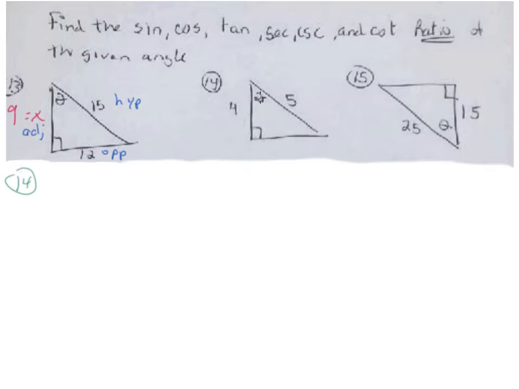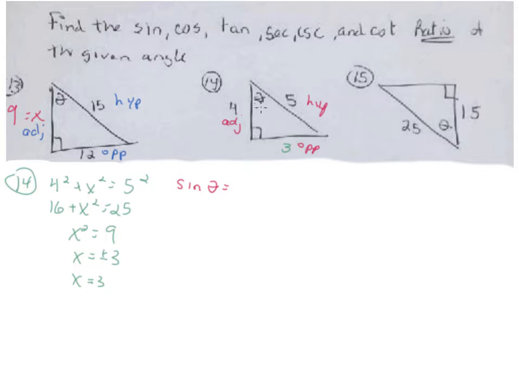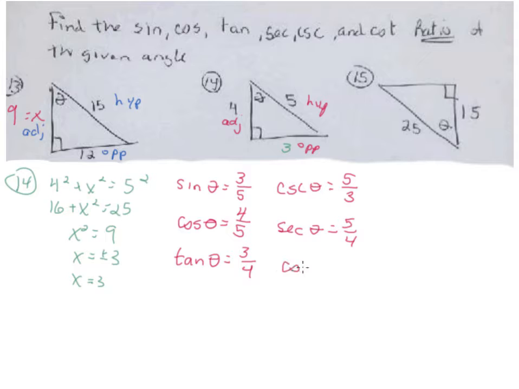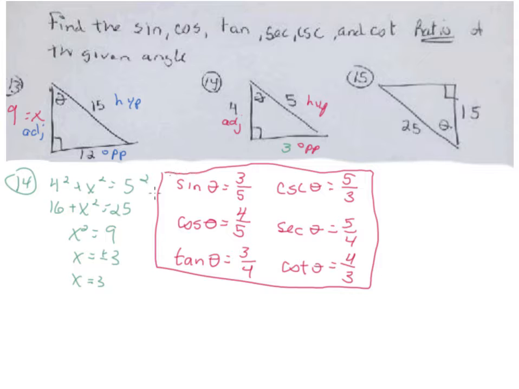I'm going to skip number 13 and go straight to number 14. Anytime you're asked to solve for all 6 trig functions, you need to find all 3 sides. So I'm going to use the Pythagorean theorem to find the missing side. In this case, my opposite side is 3. Label which side is the opposite, the adjacent, and which is the hypotenuse, looking at the angle theta. Then we're going to find sine of theta, which in this case is 3 over 5. Cosine of theta, adjacent over hypotenuse. Tangent theta, opposite over adjacent. The cosecant of theta is the inverse of sine, so I flip it over. The secant of theta is the inverse of cosine, and the cotangent of theta is the inverse of tangent. And that's how you find the 6 trigonometric functions.